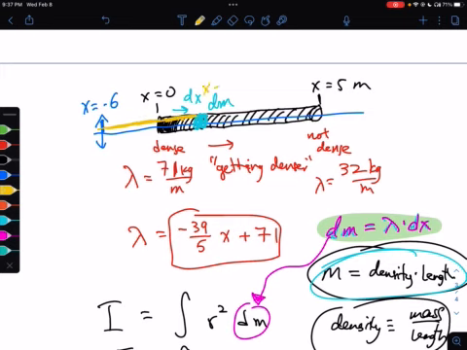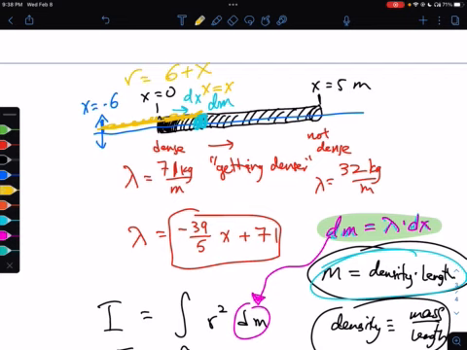So right now we're at x equals x. We're not x equals 0. We're not x equals 5. We're not x equals 1. We're at some random x. So it's 6 spaces to get to the rod, and then another x spaces to get to that little dm slice. Okay, so what is r? It is 6 plus x.